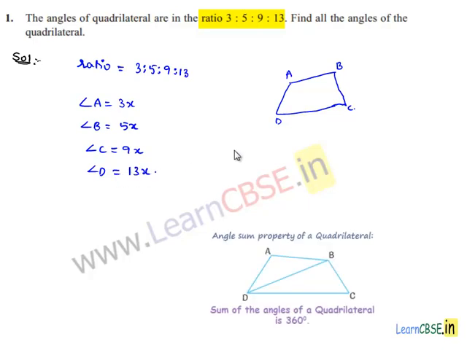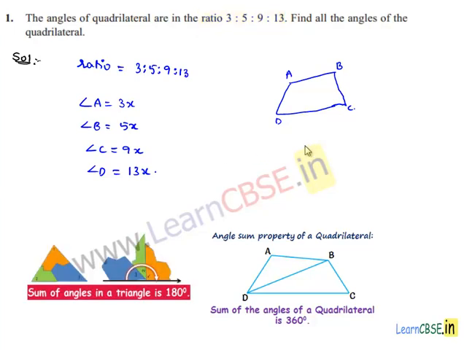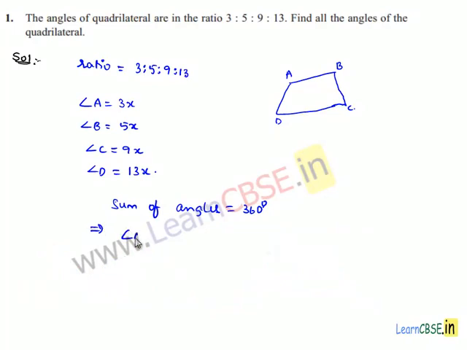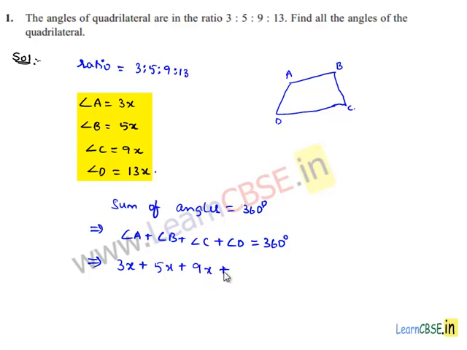We know that the sum of the angles in a quadrilateral is equal to 360 degrees. We get here angle A plus angle B plus angle C plus angle D is equal to 360 degrees, which implies angle A is here 3x plus angle B is here 5x plus angle C is here 9x plus angle D is here 13x is equal to 360 degrees.